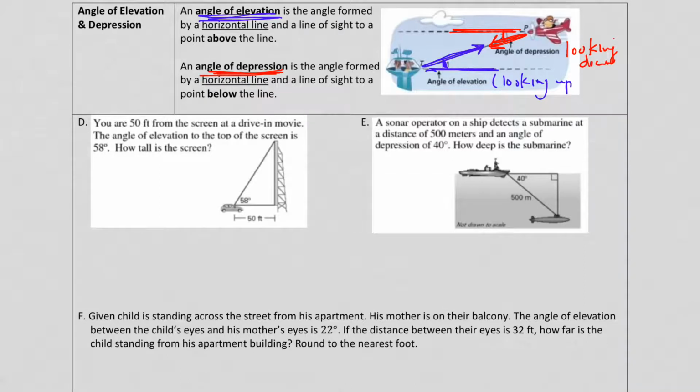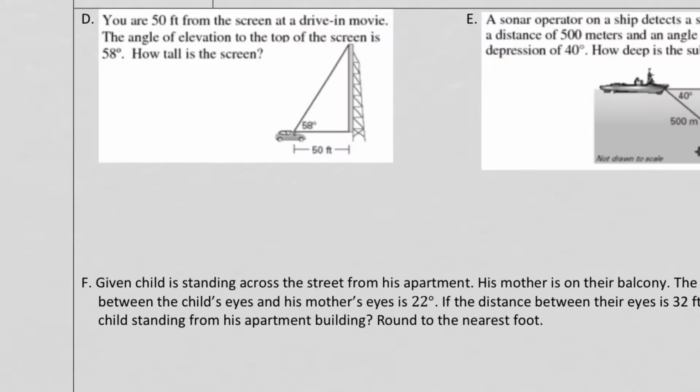So if we can identify angles of elevation and depression, then we can work with those when they come up in word problems when you hear those phrases. So example D. You are 50 feet from the screen at a drive-in movie. The angle of elevation to the top of the screen is 58 degrees. How tall is the screen?